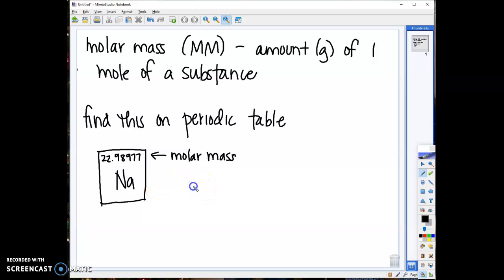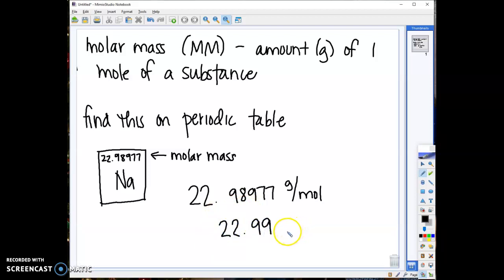And the unit for that, so if we're talking about sodium, the unit is going to be grams per mole, because that's the number of grams in 1 mole of sodium. And typically what we do for molar mass is we round to 2 decimal places. So for sodium, we would shorten that to 22.99 grams per mole. And once we have molar mass, that's going to allow us to easily convert between grams of a substance and moles of a substance. So let's look at a couple of examples.